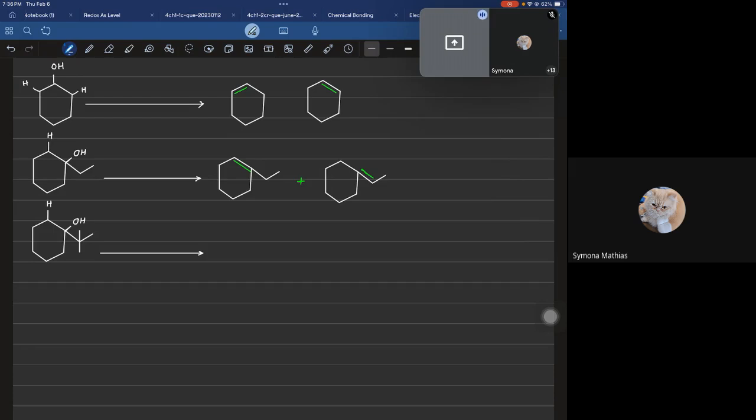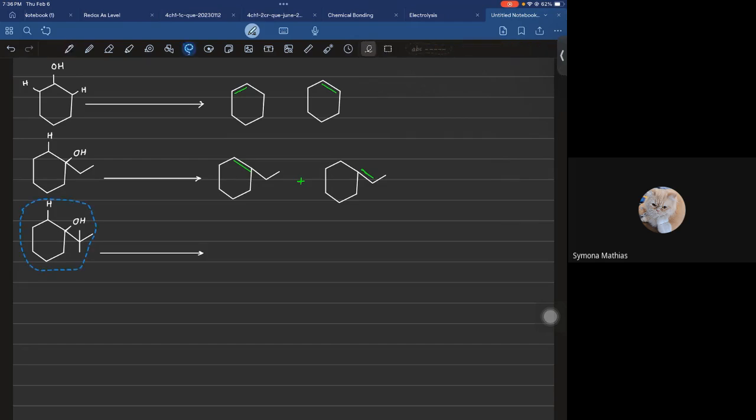हाँ जी, चलो मैं बताता हूँ अब. So in the first part, let's suppose I'm taking this structure, or ultimately I'm going to remove this OH and this hydrogen. तो डबल बॉन्ड मैं यहाँ बना दूंगा, that's it.